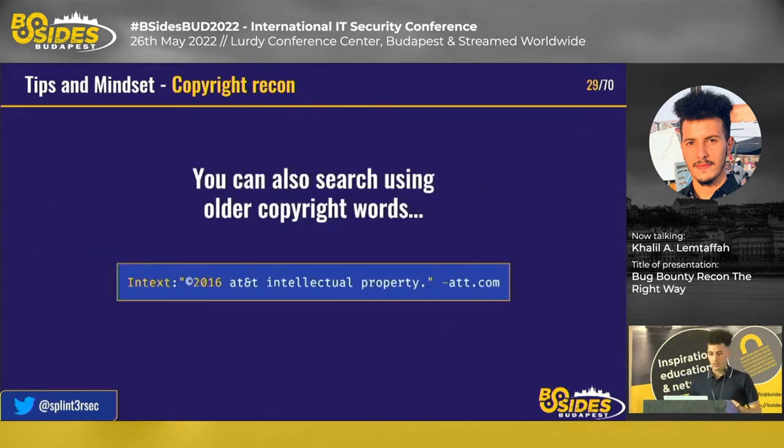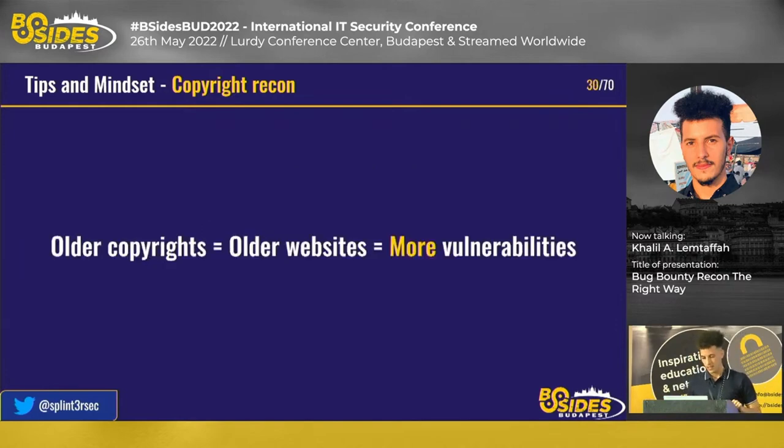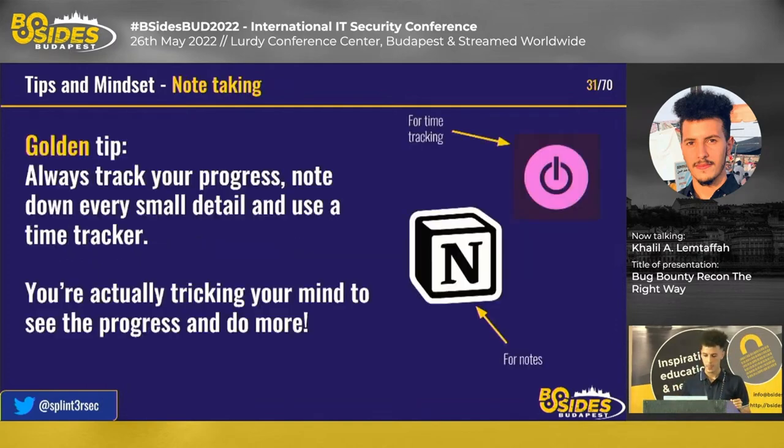You can also search using older copyright years. Just replace 2022 with 2016, and you will get 2016 websites. Older copyright equals older websites equals more vulnerabilities. Why? Because older websites use older software, which already has CVEs and zero-days, or I don't know, and there you can find more vulnerabilities.